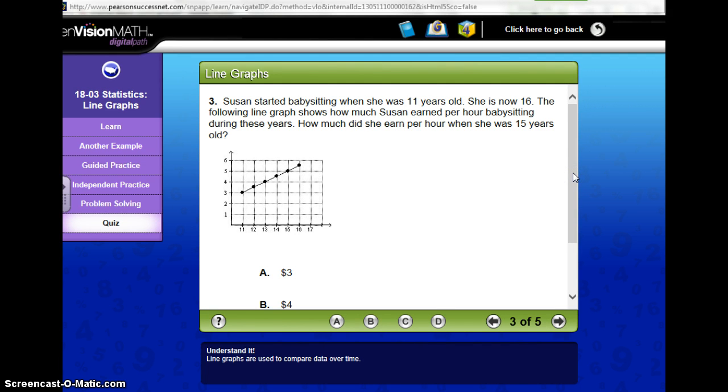Susan started babysitting when she was 11, and now she's 16. The following line graph shows how much she earned per hour during these years. How much did she earn when she was 15 years old?